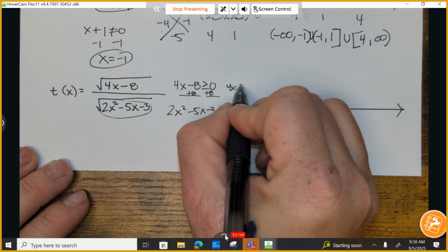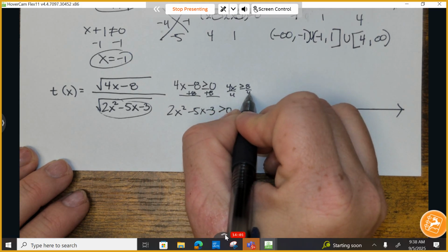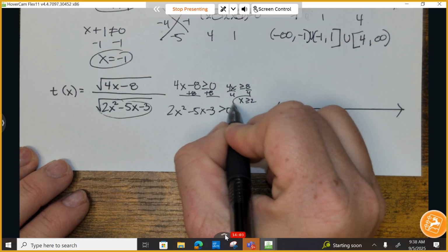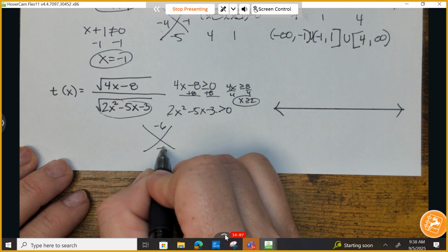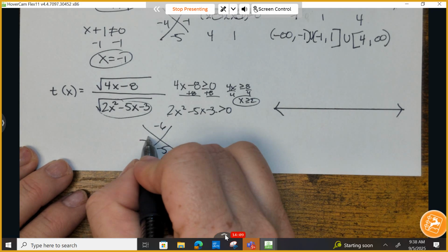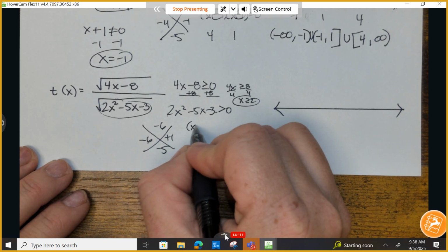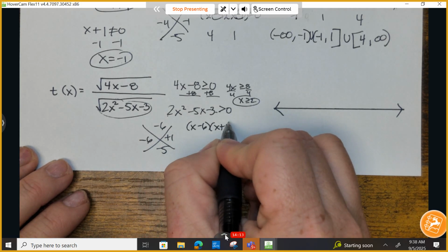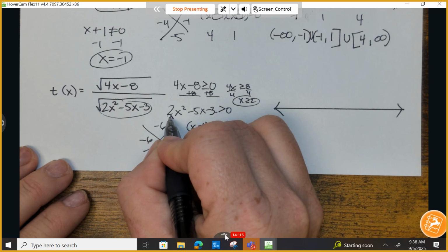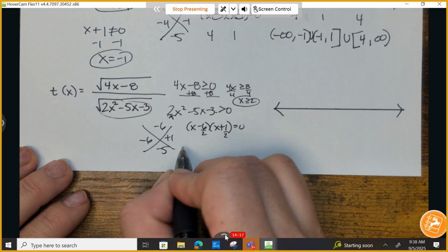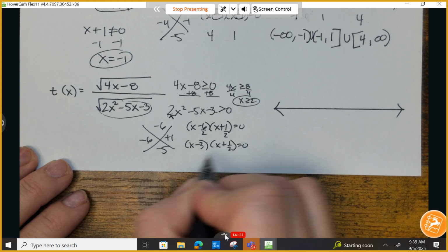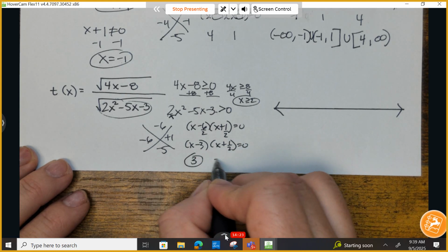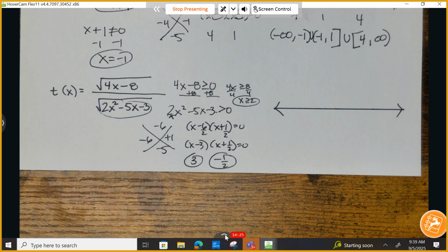So 4x is greater than or equal to 8. x is greater than or equal to 2. I'm going to apply that later. I'm going to factor this. What multiplies to negative 6 and combines to negative 5? That's going to be negative 6 and positive 1. A lot of students forgot that they need to take this 2 and drop it underneath. So (x minus 3)(x plus 1/2). I'm finding those hash marks. So 3 and negative 1/2.